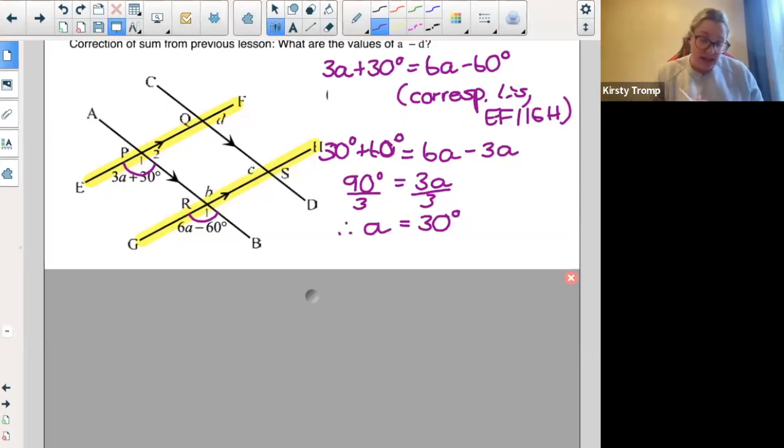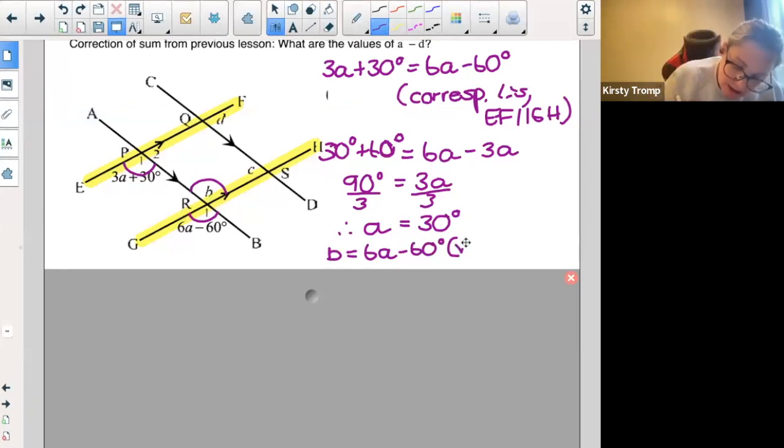Now we need to go and get the next letter. So the next letter I see here is the letter B. Now, what can I tell about that letter B? B is directly opposite to this angle over here, 6A minus 60. And when you've got angles that are directly opposite, there's a special kind of word for those angles. They're called vertically opposite angles. They share a vertex. So if I'm looking for B, B is going to be equal to 6A minus 60 degrees, and in a bracket, because why?